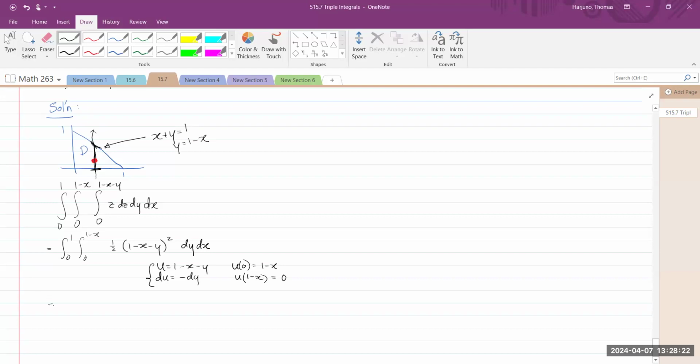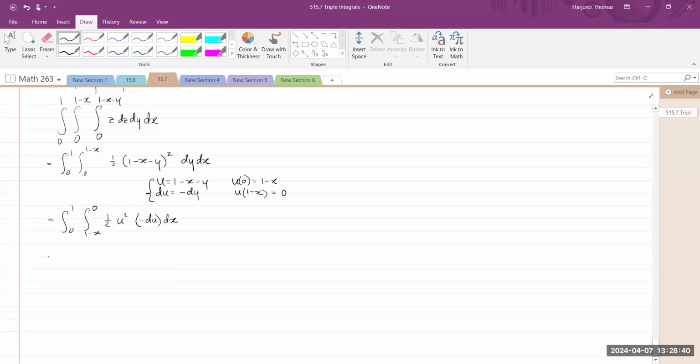Okay, so my integral now becomes the integral from 0 to 1, integral from 1 minus x to 0 of 1/2 u squared negative du dx. Integrate again, I will get 1/2 times 1/3, integral from 0 to 1 of u cubed from 0 to 1 minus x. I reverse the order of the limits of integration by absorbing the negative sign, okay? And that will give us 1/6 integral from 0 to 1 of (1 minus x) cubed dx.